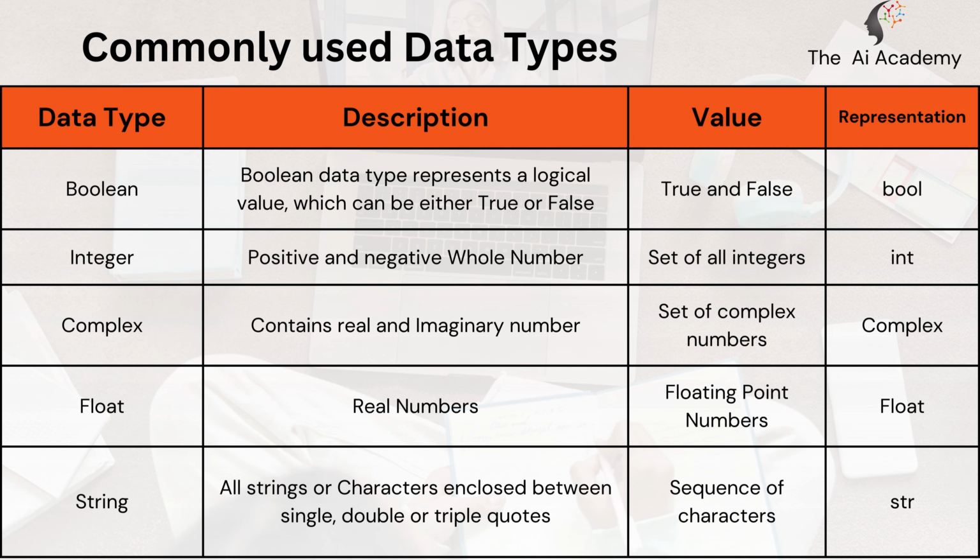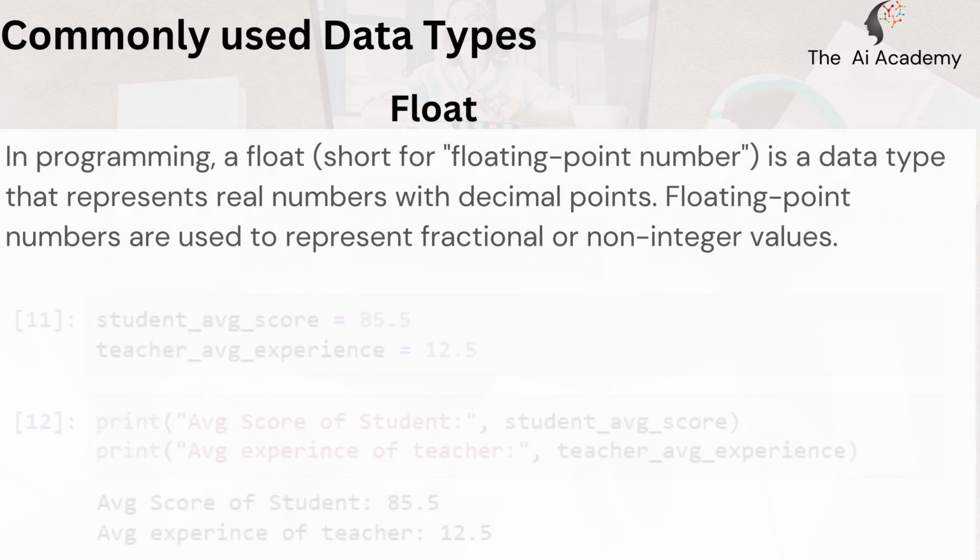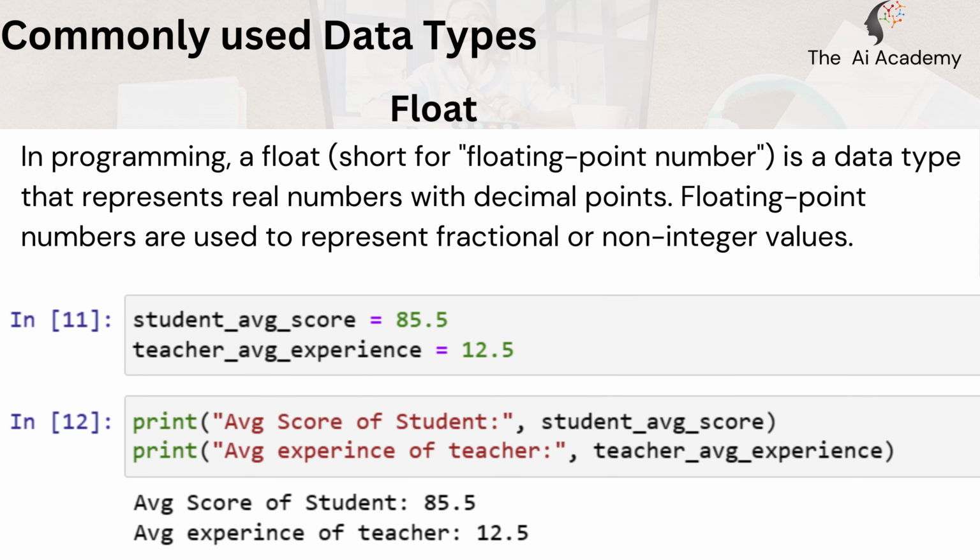Float. In programming, a float, short for floating point number, is a data type that represents real numbers with decimal points. Floating point numbers are used to represent fractional or non-integer values. In Python, the float data type is represented by the keyword float.